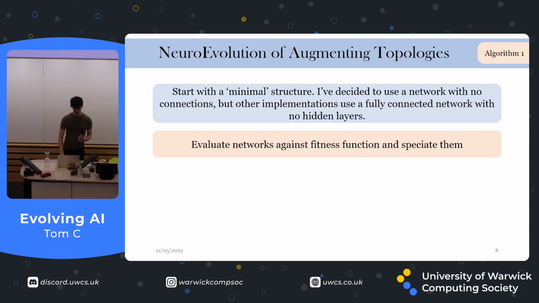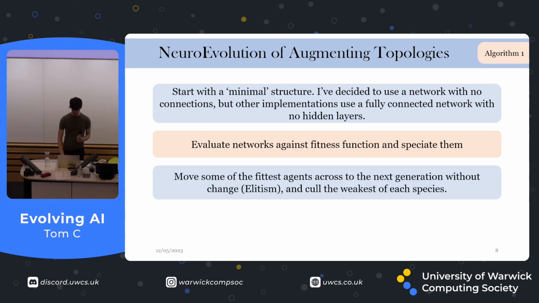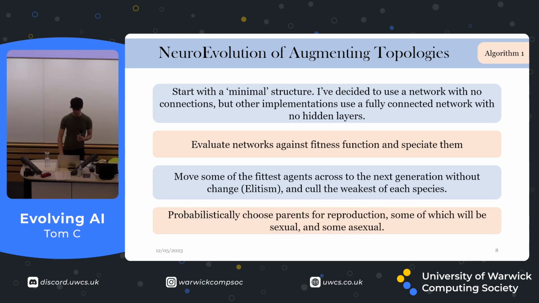So basically, agents with shared connections will be considered more similar than those that have very different structures. We then move the genomes of the fittest agents to the next generation without modifying them. That is to preserve those high-performing agents and not risk mutating them away from being high-performing. And that's called elitism. Additionally, we cull the weakest of the agents, which basically prevents them from passing on their genetic information. We prevent them reproducing, basically.